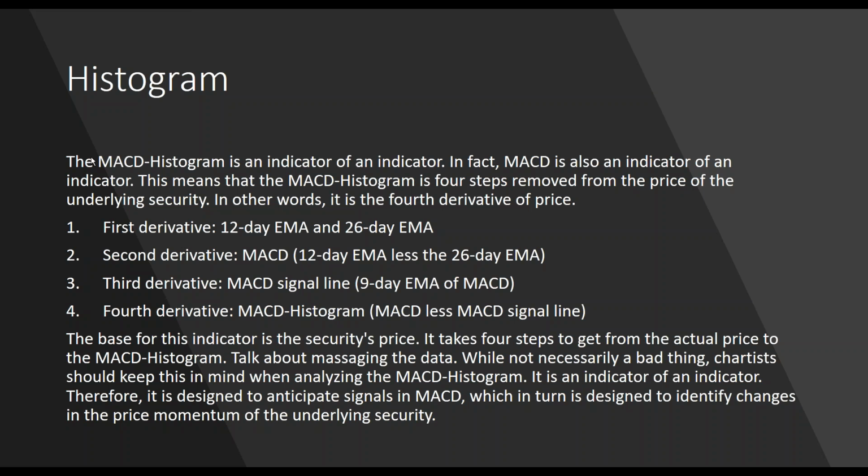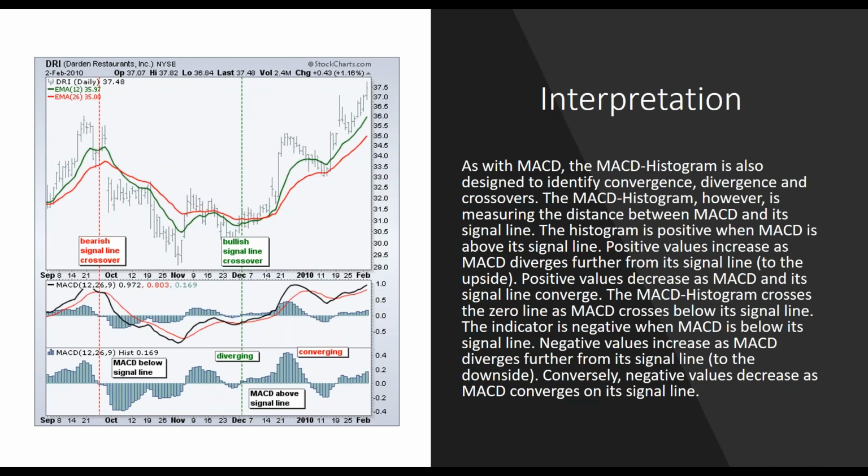And you'll find this is one of your most reliable signals and the easiest to use. It's not very complicated because it's all put on those charts for you. It's just being able to read that and knowing, when they cross or they diverge, what it's trying to tell you. As with the MACD, the histogram is also designed to identify convergence, divergence, and crossovers. Because the MACD is simply the difference between the MACD line and the signal line, the MACD histogram, however, is measuring the distance between the MACD and its signal line.